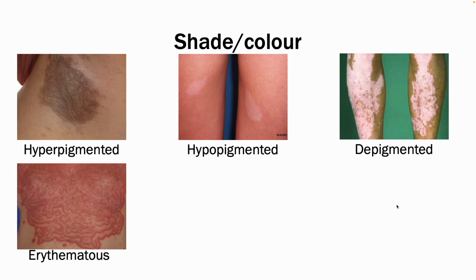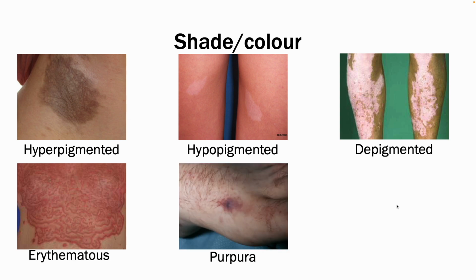You can have erythematous lesions, which essentially are red in color due to the increased blood supply to the area secondary to the inflammation. Or you can have purpura, which is caused by bleeding into the skin. So there's microscopic blood vessels which are bleeding into the skin layer, causing this purpura to form.